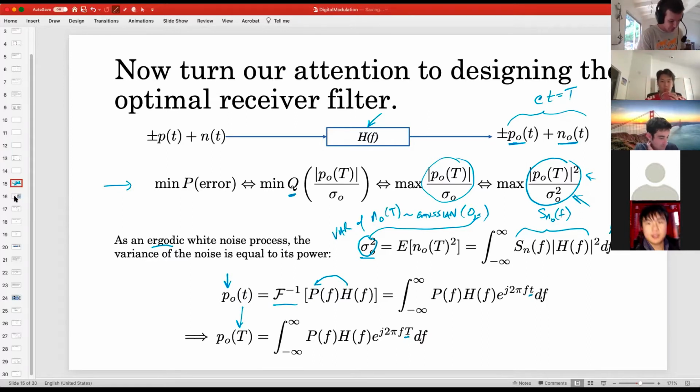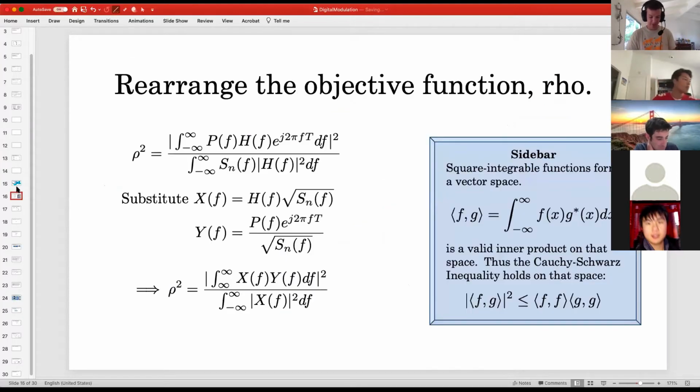Okay, so let's talk about this ratio. This objective function, rho, I'm going to define rho as magnitude p_o(T) over sigma_o, which implies that rho squared is our objective function, magnitude p_o(T) squared over the noise variance.